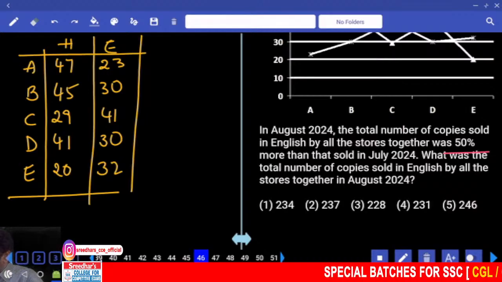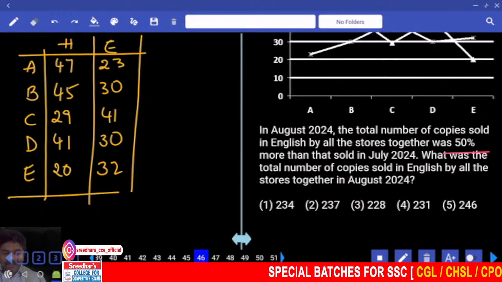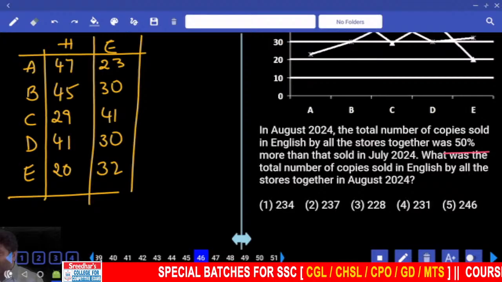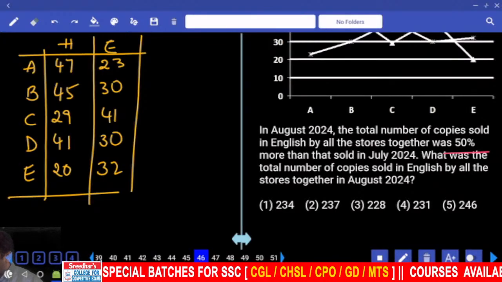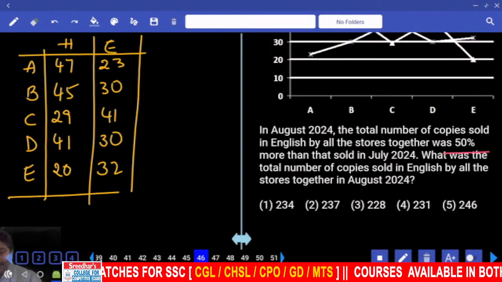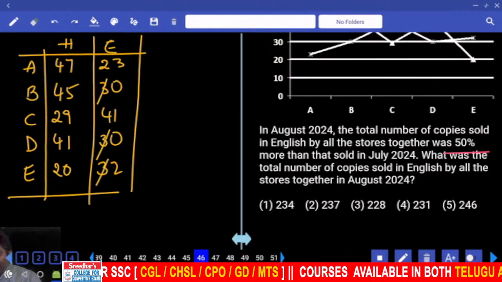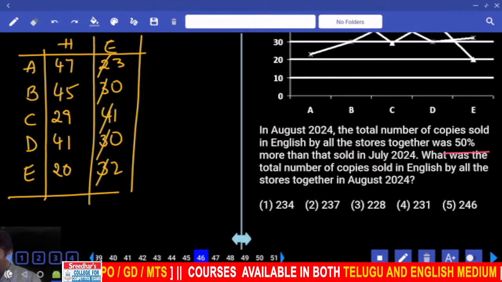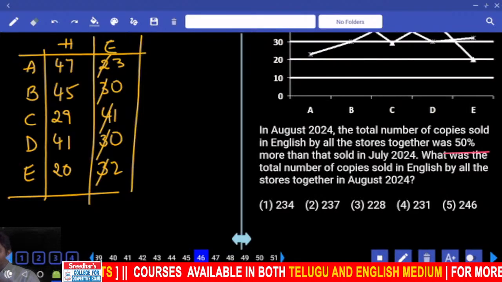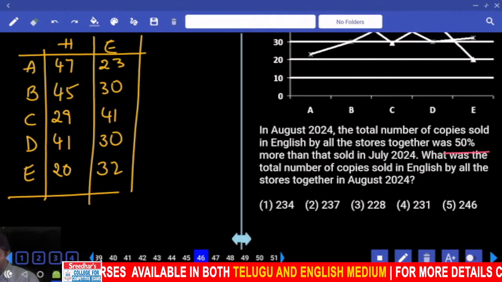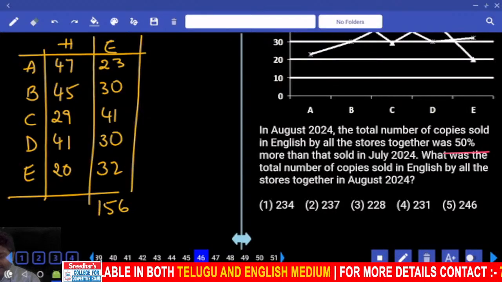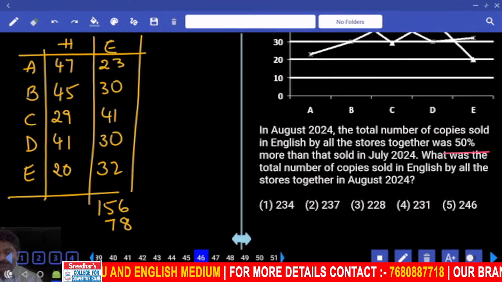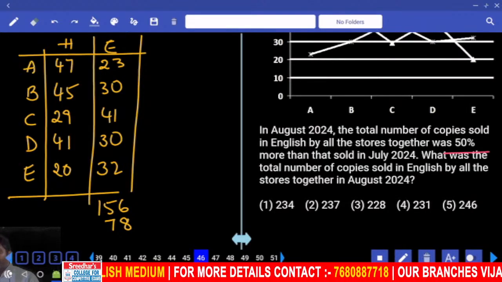150 is a 3 multiple, answer must be 3 multiple. Can it be first option? Second option? Multiple options are there. Second is also 3 multiple. So let us calculate. 30, 30, 30. 20, 40. 90, 60. 3 plus 1 plus 2. Total 156. 50% more, in the sense 78 more. 234. First option.